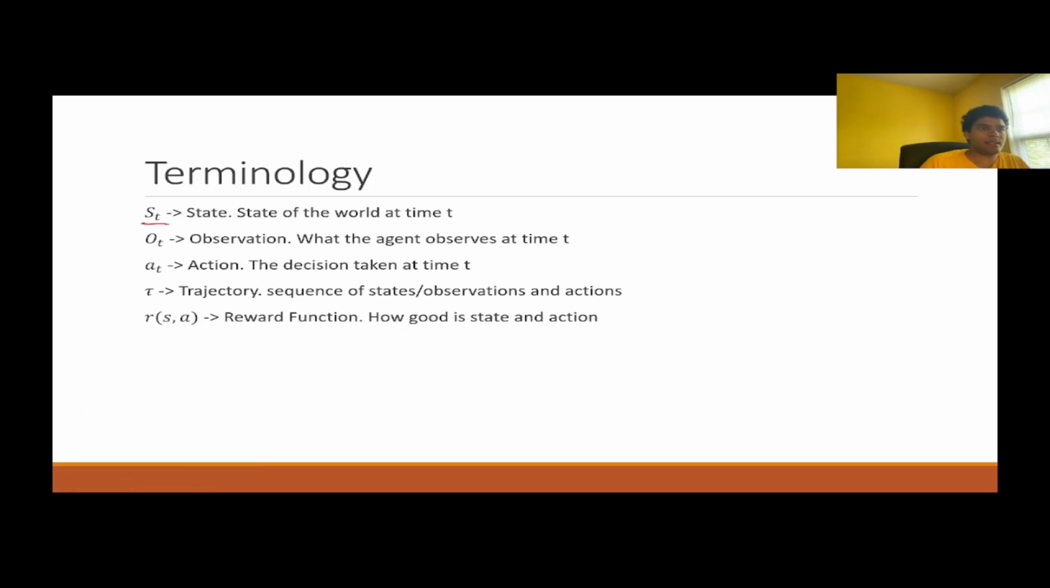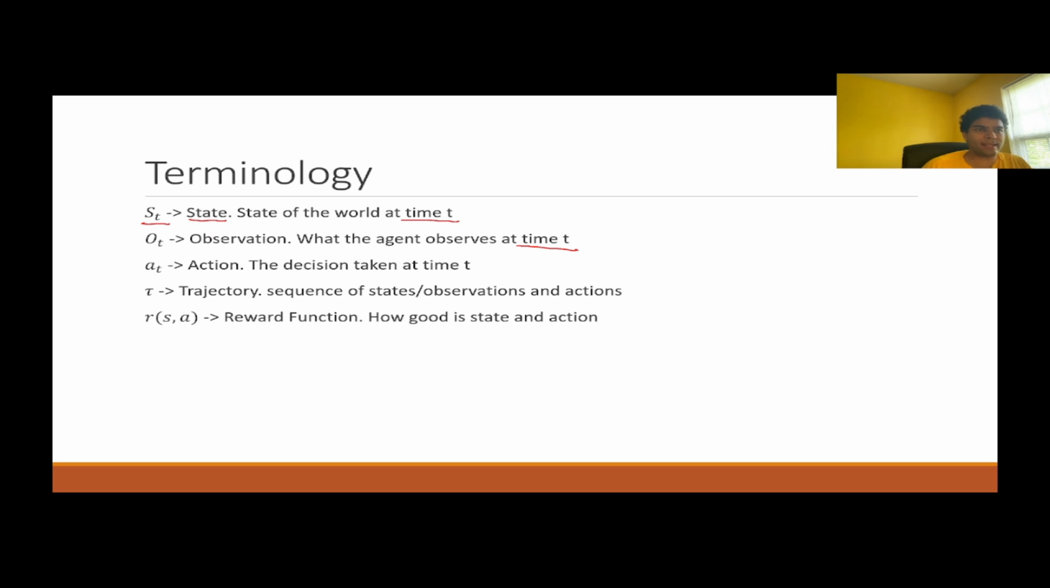So s_t stands for whatever the state of the world is at a specific time. So the state of the world at time t, for example. And t could be anything, but it's usually the present moment. Now, an observation is what an agent, or what a person, observes at time t.